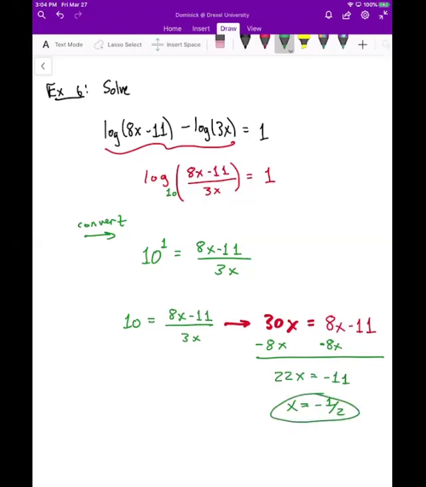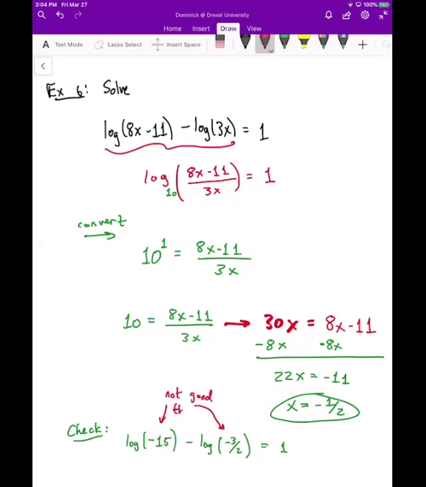Now, of course, we need to check this. So if we plug in minus 1/2, we're going to get a log of, so let's see, negative 1/2 times 8 is a negative 4, minus 11 is negative 15. All right, so right away we have a problem, but for completeness, let's just check the other one. If we multiply 3 by negative 1/2, we're going to get a log of minus 3 over 2. Right, but of course, since these two are negatives, this is not good.